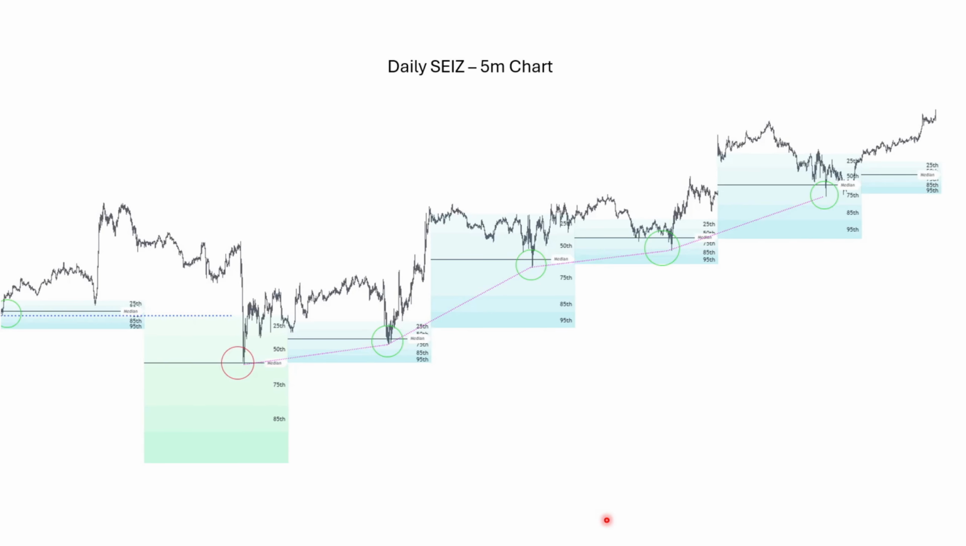Okay, so now if we look at the 5-minute chart, okay, so I've still got SEIZ set to the daily, but now we're on the 5-minute chart, so you can see a little bit more of the fine detail of the action that's happening throughout the day. And I've also turned on some more information on SEIZ to make it make a bit more sense. So you can see here I've got the median lines on, and I've turned on the percentile zones. Okay, so how far the daily low is likely to go.